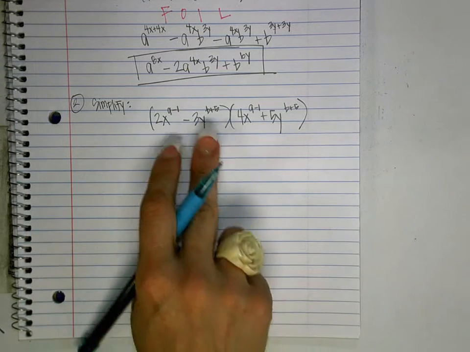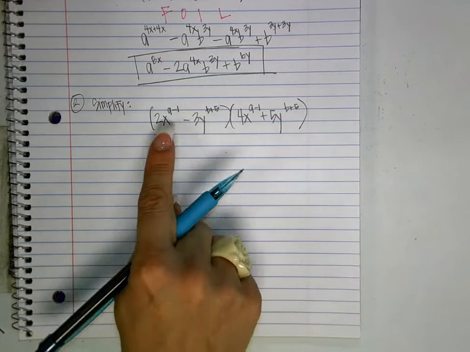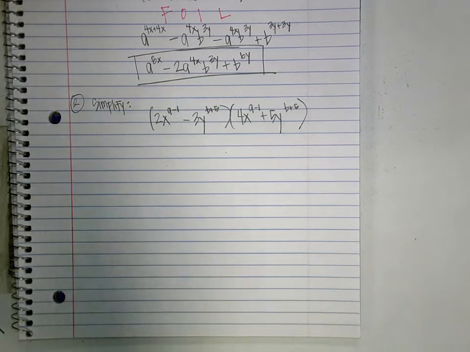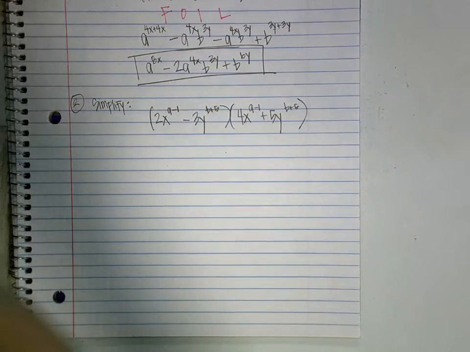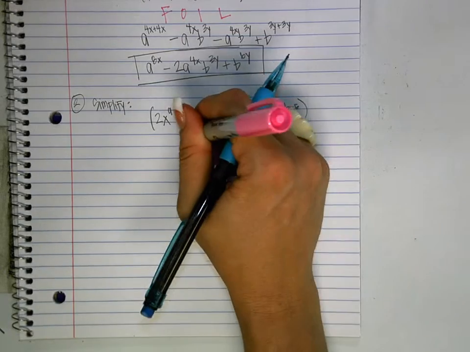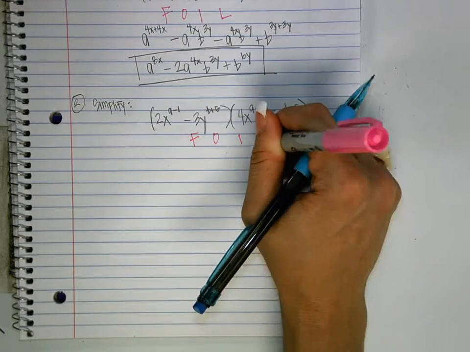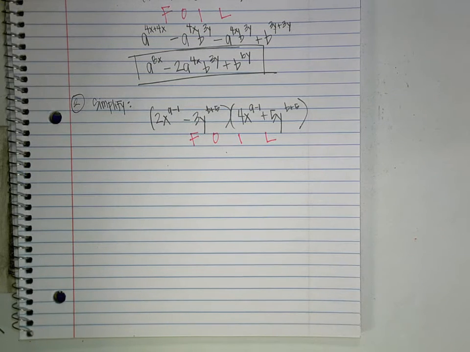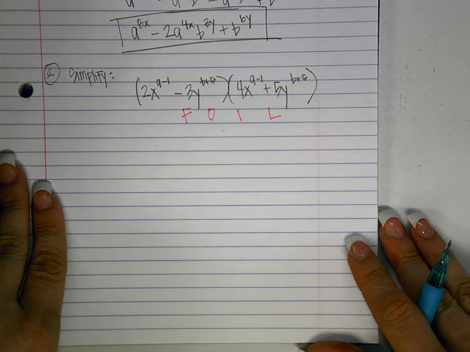Now, each of these is a binomial. Okay, this is one term here. This is another one term. So those are not separate terms there. Okay, binomial times a binomial, we will FOIL. Okay, F stands for first times first. Yes. Can you zoom in? Oh, yes. Sorry.